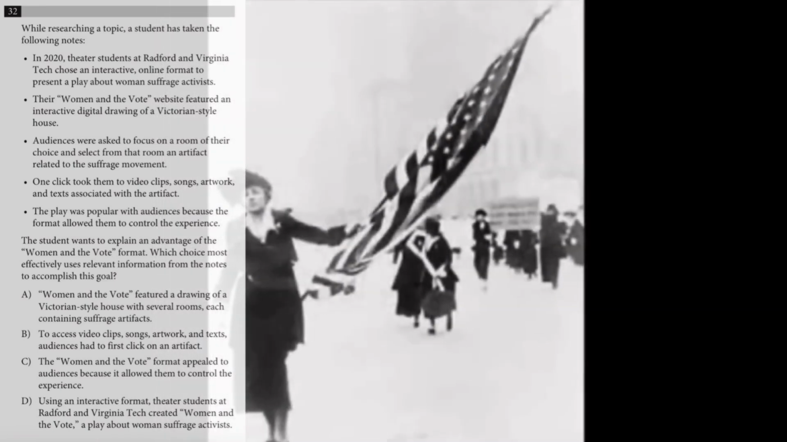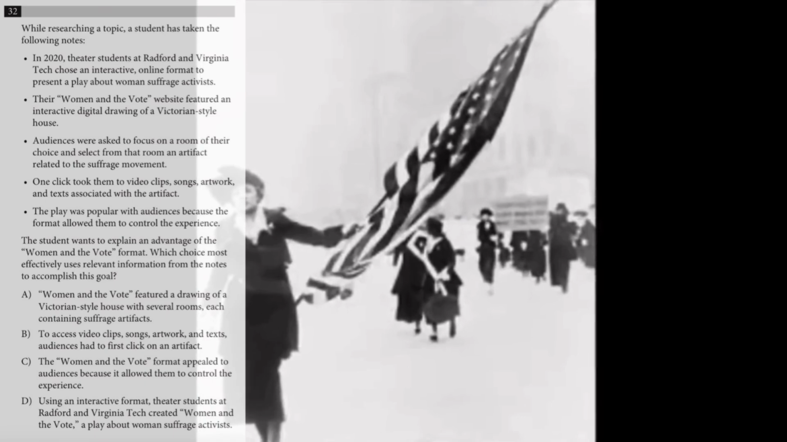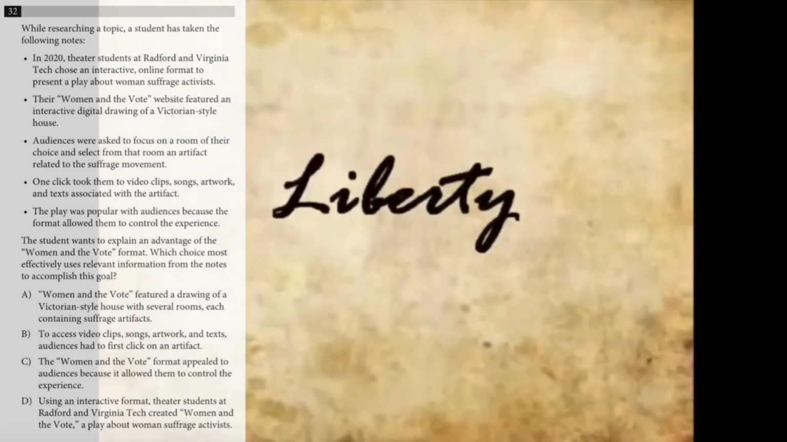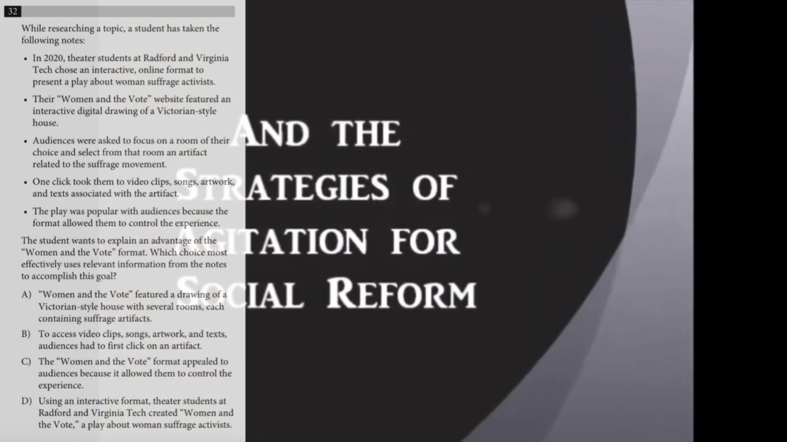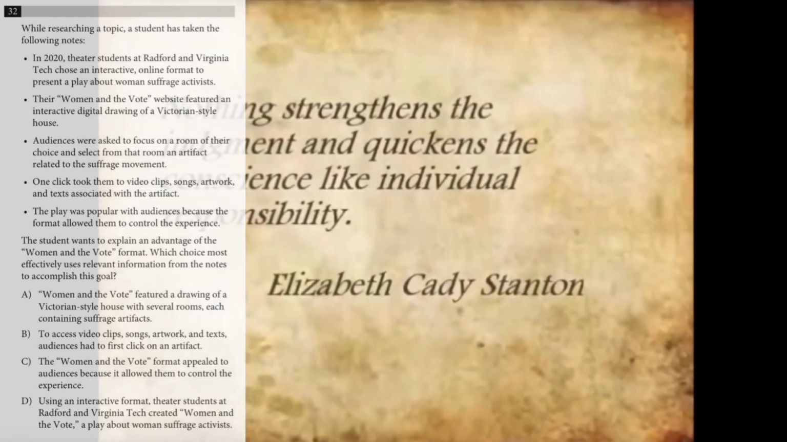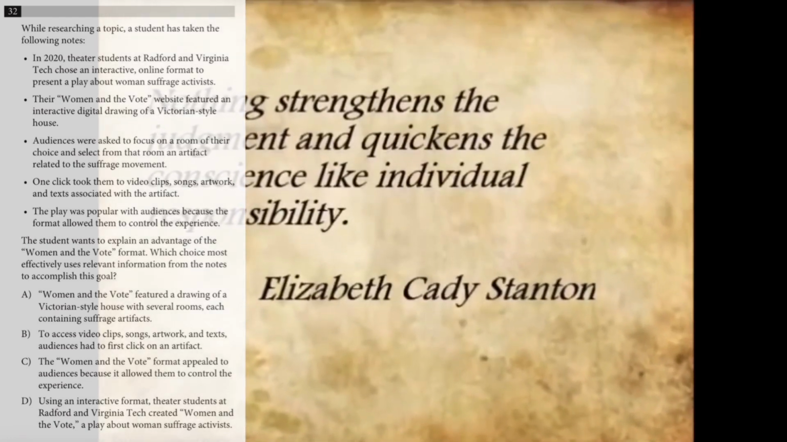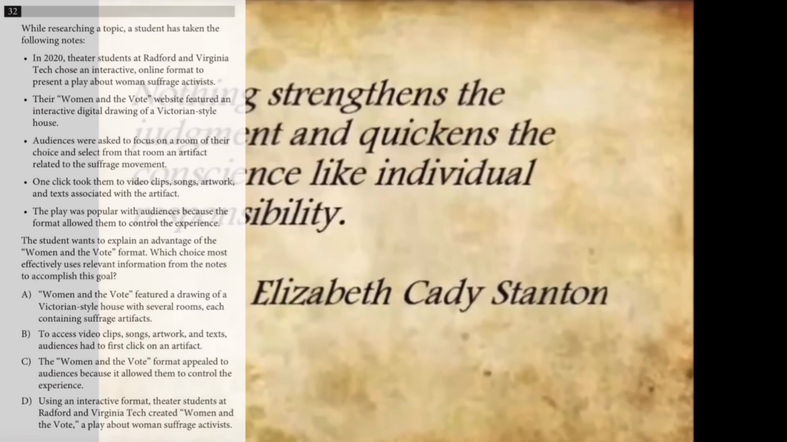The student wants to explain an advantage of the Women and the Vote format. Which choice most effectively uses relevant information from the notes to accomplish this goal? A. Women and the Vote featured a drawing of a Victorian-style house with several rooms, each containing suffrage artifacts.